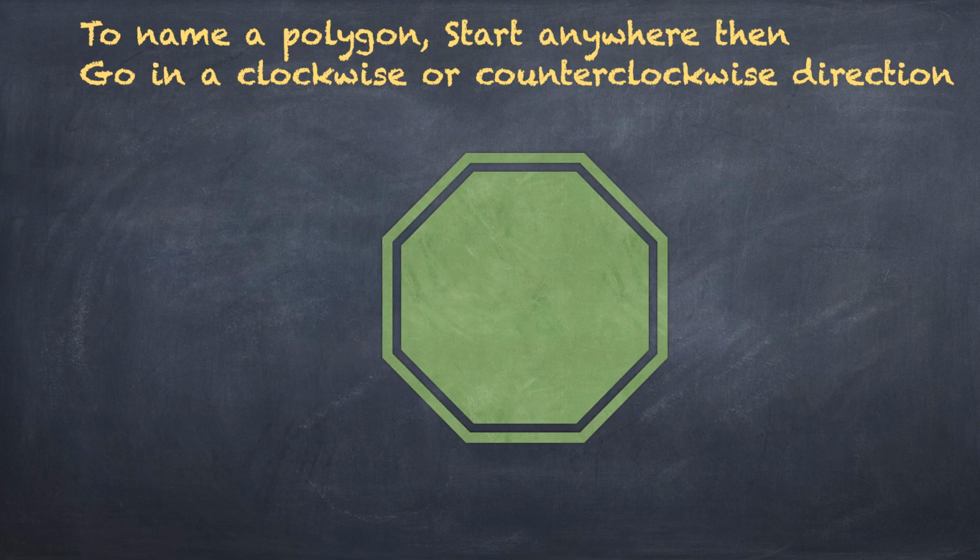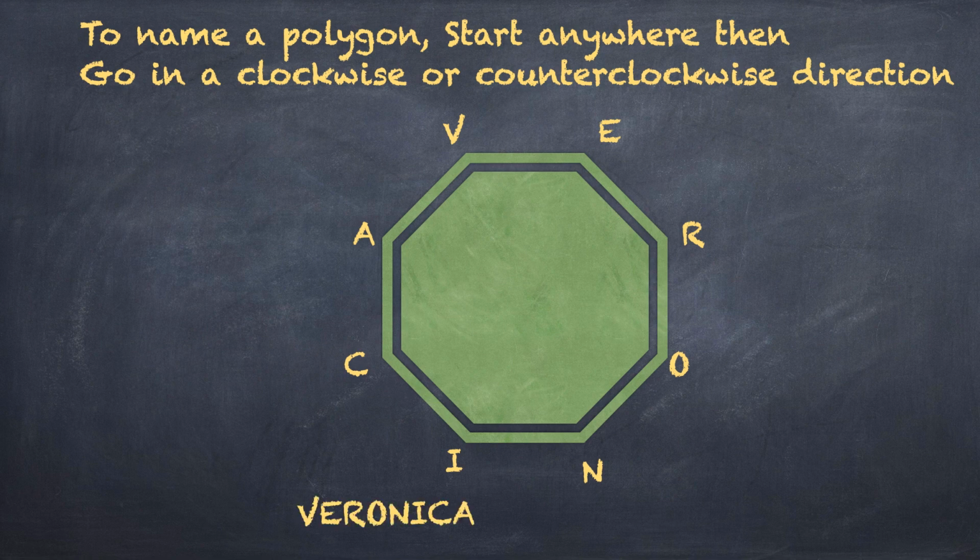Now, let's talk about how to name the polygon. It doesn't really matter. You name it by the vertices, okay? Each vertex comes together at a point, which we use capital letters for. And it doesn't matter where you start on your polygon. You can start anywhere you want. I tend to start various places, but I almost always go clockwise if I have a choice. And so I'm going to name this Veronica.